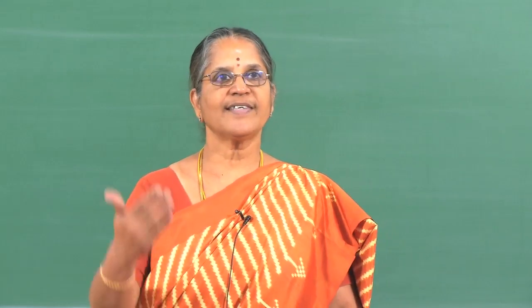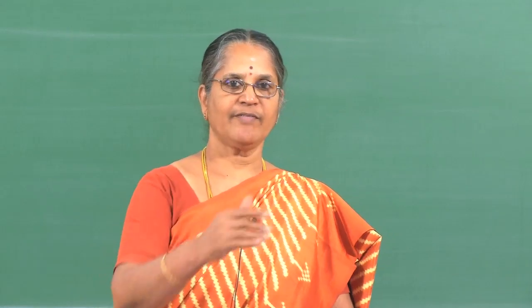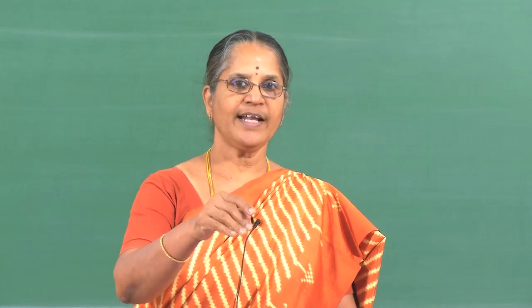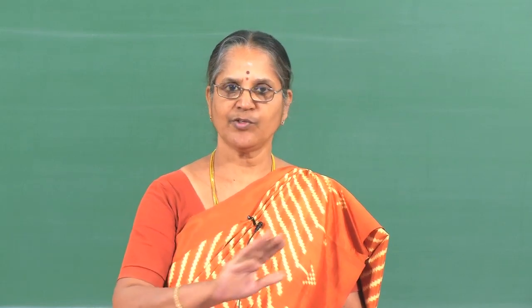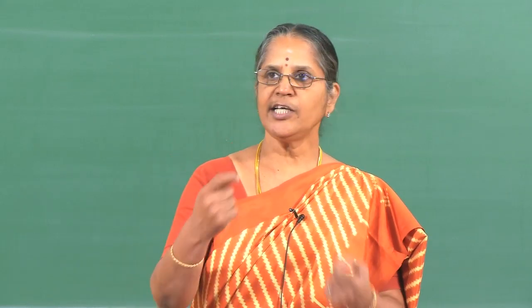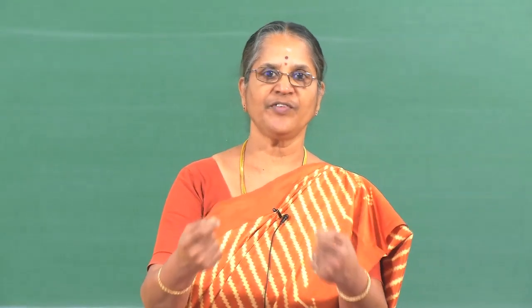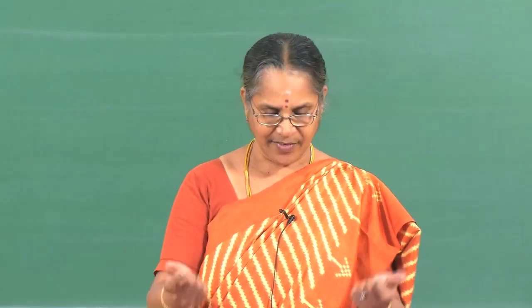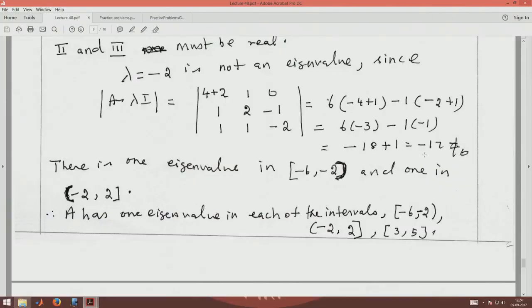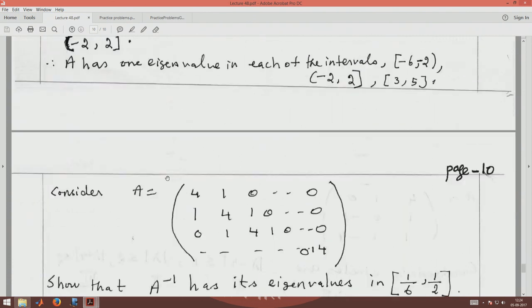What does it mean? We said earlier that the other two eigenvalues lie in the union of those two circles, and the point where they touch each other, namely -2, is not an eigenvalue, and therefore the other two eigenvalues must be such that each one lies in each of these circles, and that is the conclusion that we get from our discussion. So, there is one eigenvalue in the interval -6 to -2 and another eigenvalue in -2 to 2.